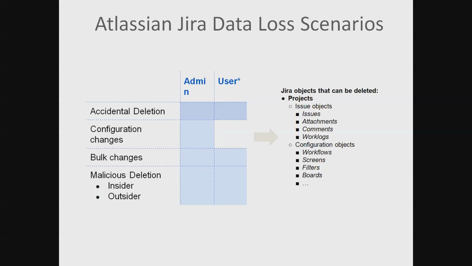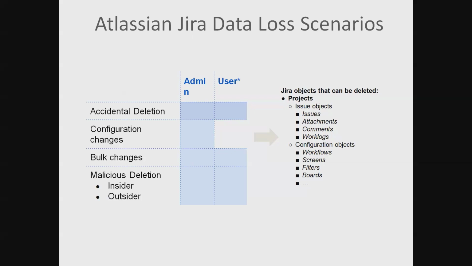So let's say this is categorized into two parts, admin and user. Admin has complete access. User does not have configuration change access, but they can access their issue types, other details, bulk changes, malicious deletion. So these are all the proportions defined here.